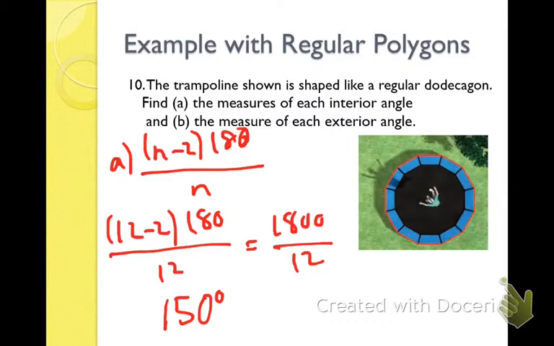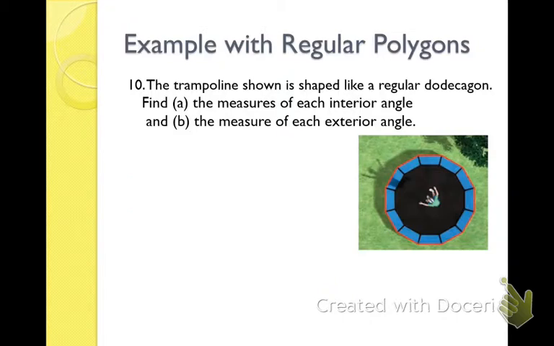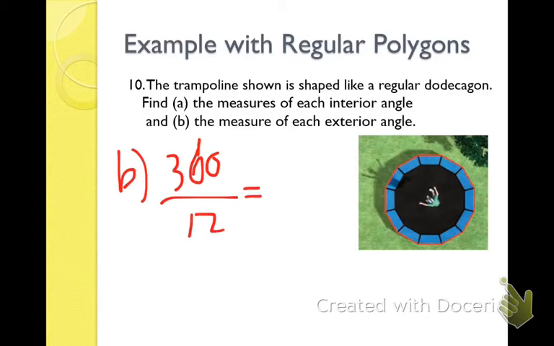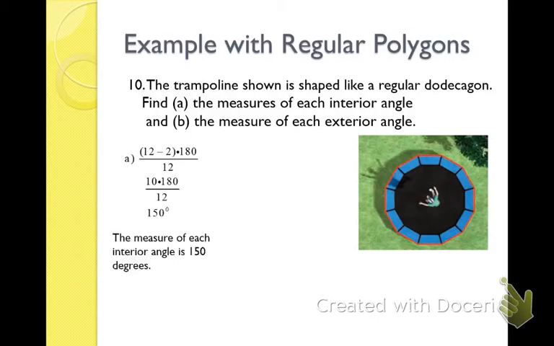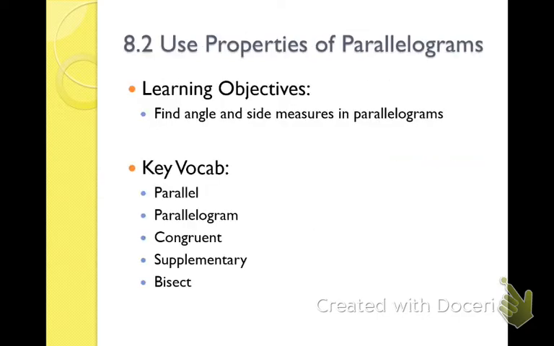So that takes care of the interior angles. Now the exterior angles. How can I find the measure of each exterior angle? We know the total of the exterior angles adds up to what? 360. There's 12 sides. So what do I do to 360 to figure out one? Divide by 12, right. So for B, we take 360 divided by 12, and that's going to be 30. Each exterior angle is 30. Any questions?